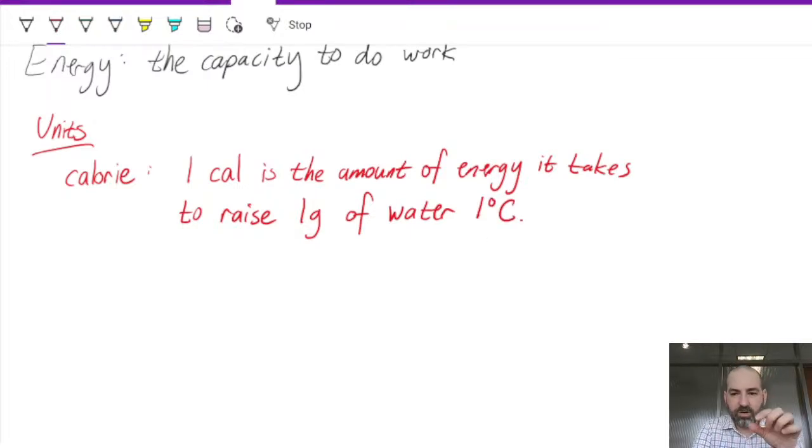So if you have 1 gram of water, which would also be 1 milliliter, so think about like in the graduated cylinder, 1 milliliter of water, and you want to raise it 1 degree C, so from 25 degrees to 26 degrees, that's 1 calorie of energy. So if you wanted to raise, let's say 10 grams of water, 1 degree C, that would be 10 calories. If you wanted to raise 10 grams of water, 10 degrees C, that would be 100 calories. So hopefully you can start to see this pattern a little bit, that if we want to raise a certain amount of water by a certain amount of degrees, we can simply multiply those together.